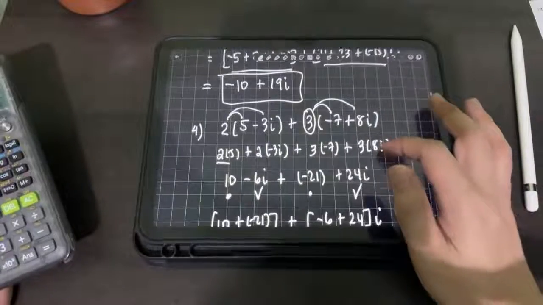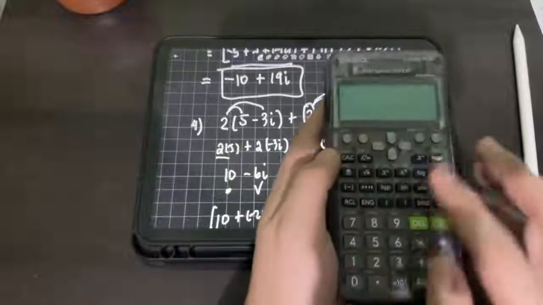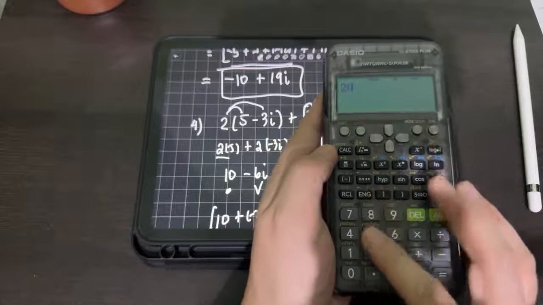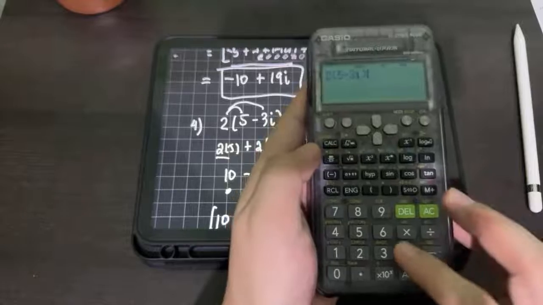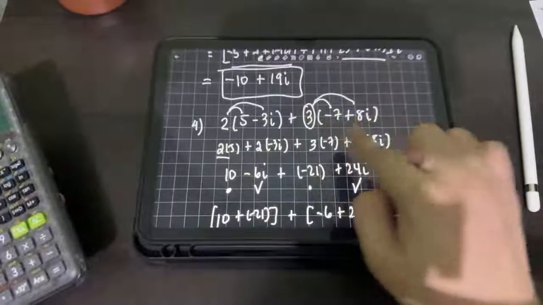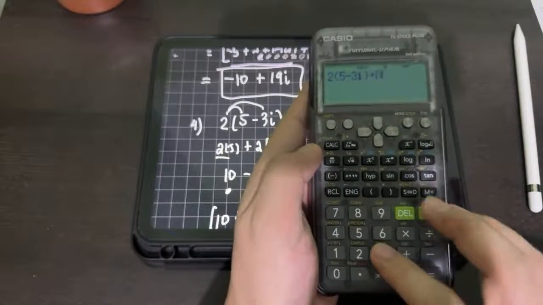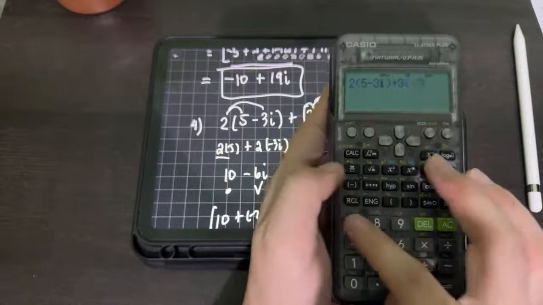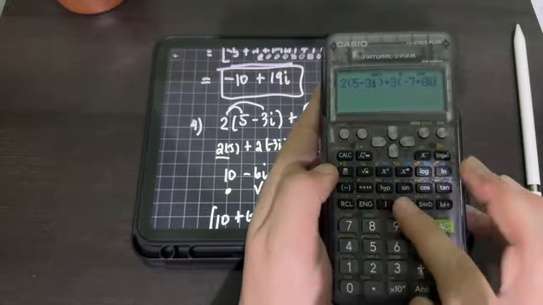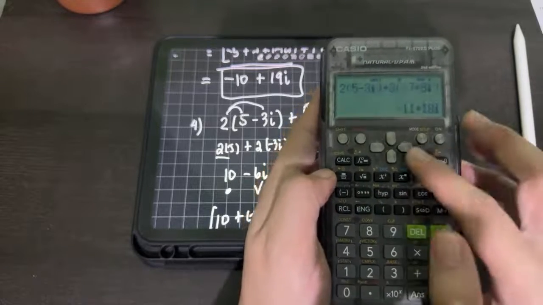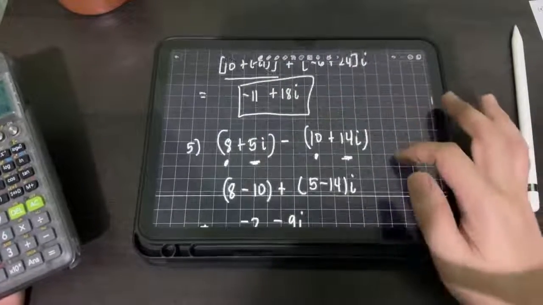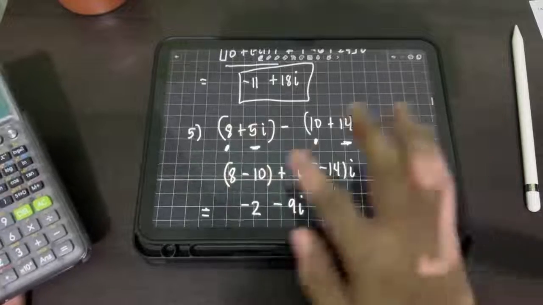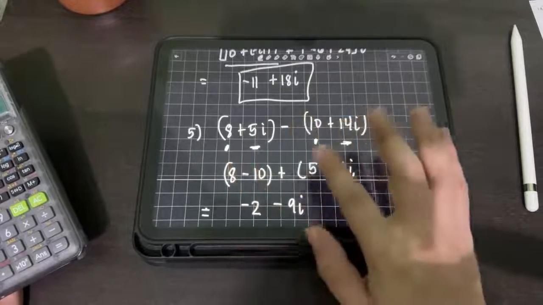Correct. Here, I have 2 times 5 minus 3i, and then plus 3 times negative 7 plus 8i. Okay, negative 11 plus 18i. Correct. Next, for the subtraction, 8 plus 5i minus 10 plus 4i.